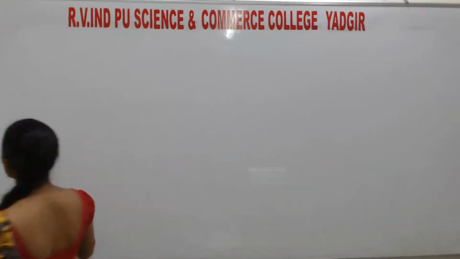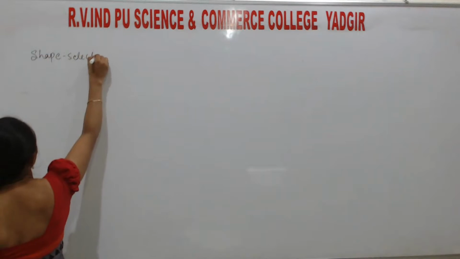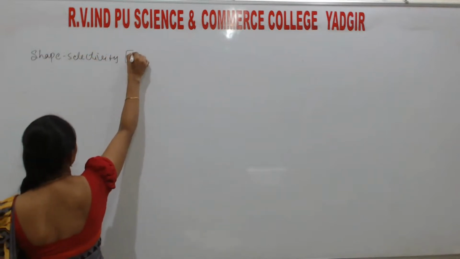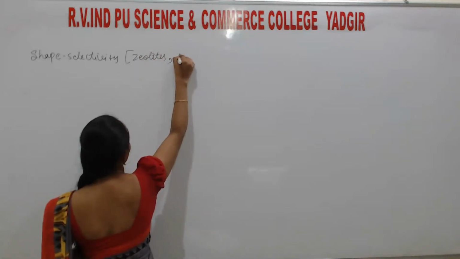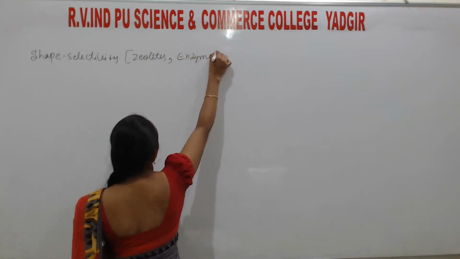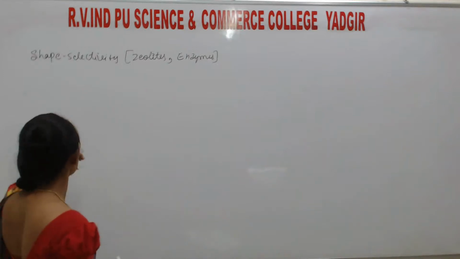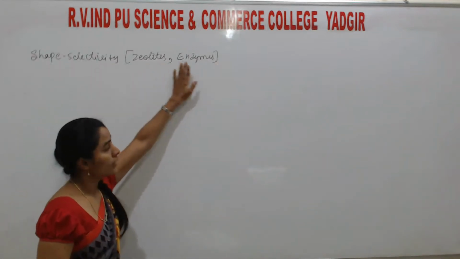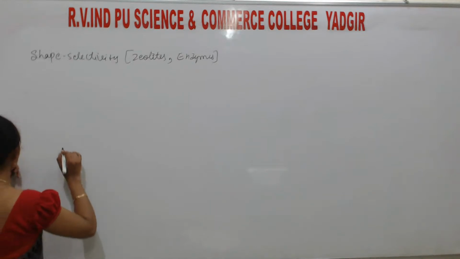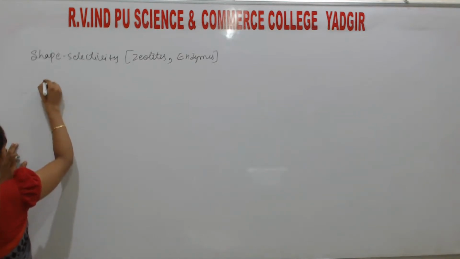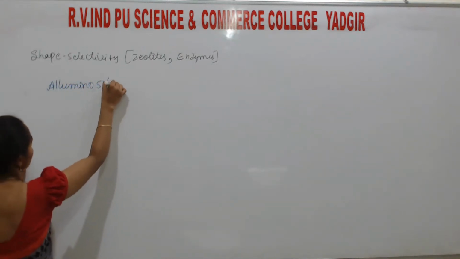So students, next one is shape selectivity. In that, the main ones are zeolite and enzymes. Enzymes strongly explain the shape selectivity. So in shape selectivity, one is zeolite, another one is enzyme. So students, zeolites are aluminosilicates.